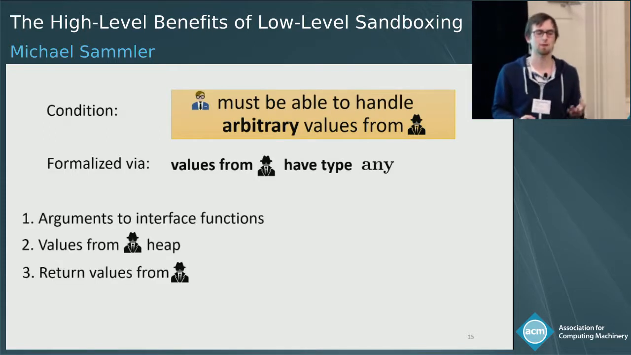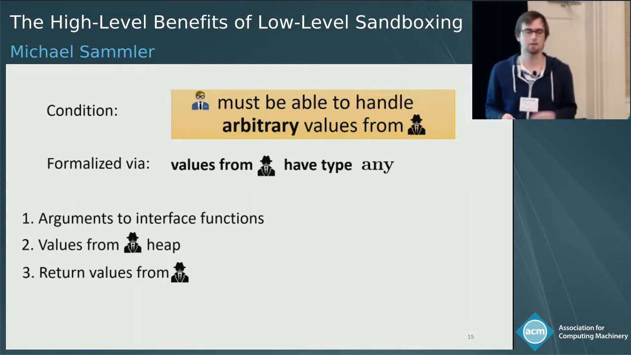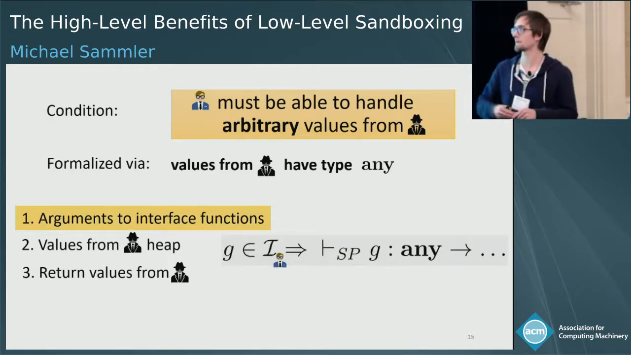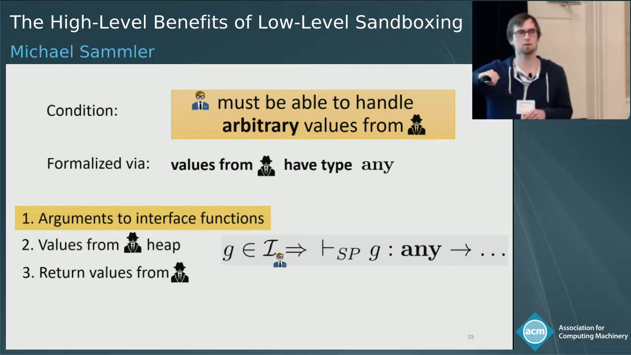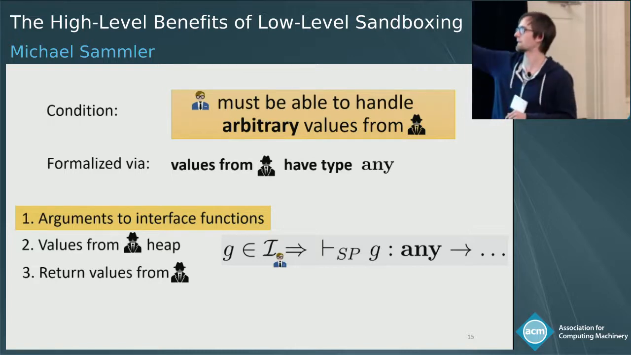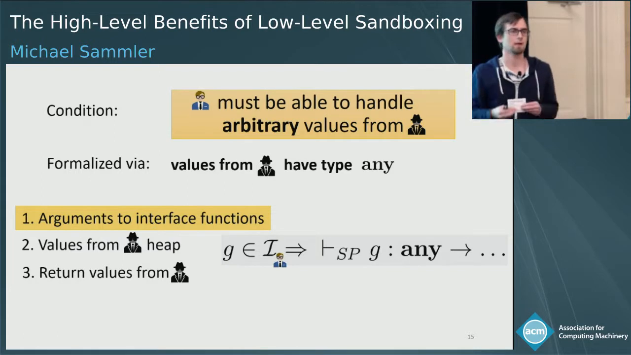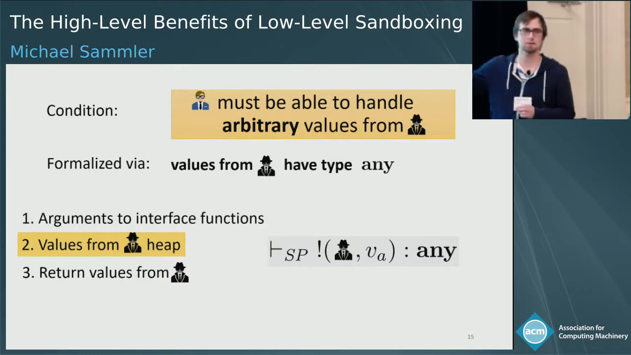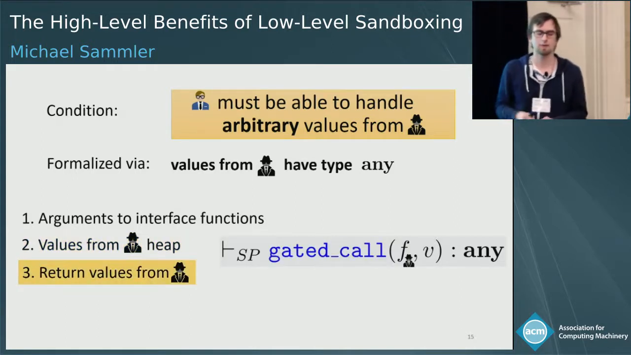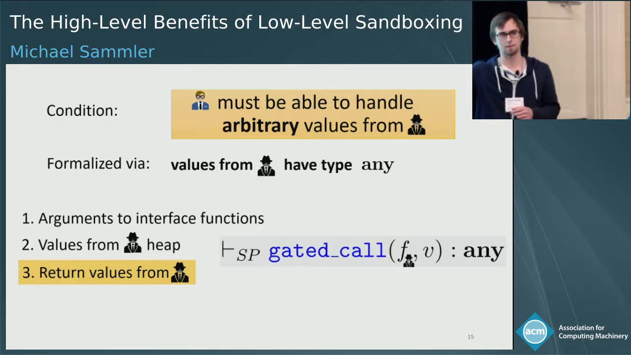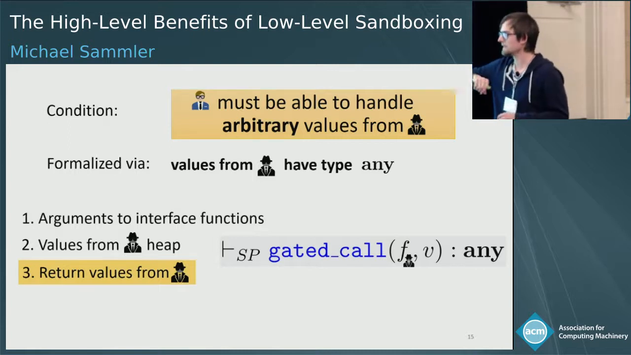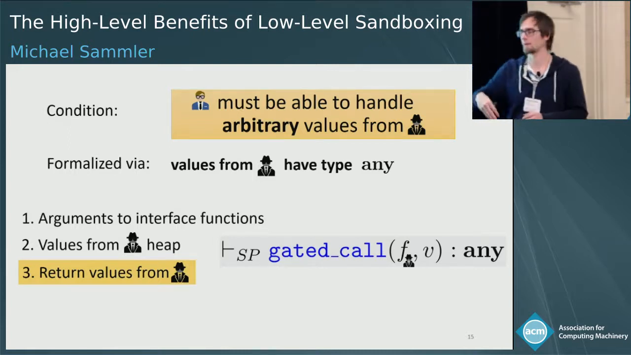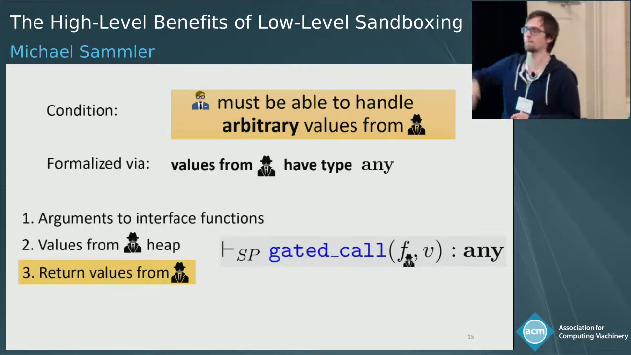And this occurs in three places. So the first is that when the trusted code has a function in the interface, the untrusted code may call this function with an arbitrary value. So the argument type of this must be any. Also, when the trusted code reads from the untrusted heap, it might read an arbitrary value. So this read is typed at type any. And the last point is that when the trusted code calls the untrusted code via gated call, the untrusted code might return an arbitrary value. So this gated call instruction is typed at type any.